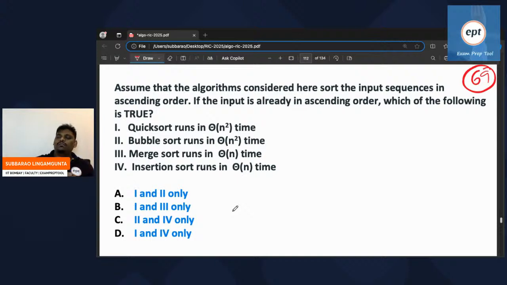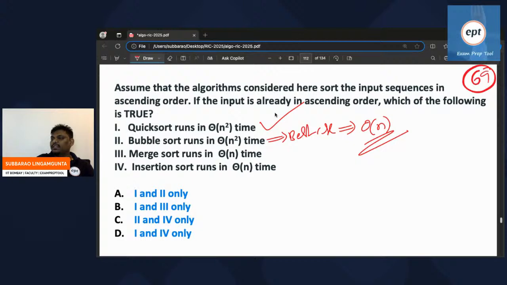Quicksort will take n square time, yes, true. Bubble sort will take n square time. Original bubble sort will take n square, that is true. But if you make a small change, that if in any pass no swaps happen, you stop it, then with that condition the best case becomes order of n. When is the best case? When it is already sorted. If you do one pass, the number of swaps becomes 0, so stop it, because the elements are already in ascending order. You can stop it.